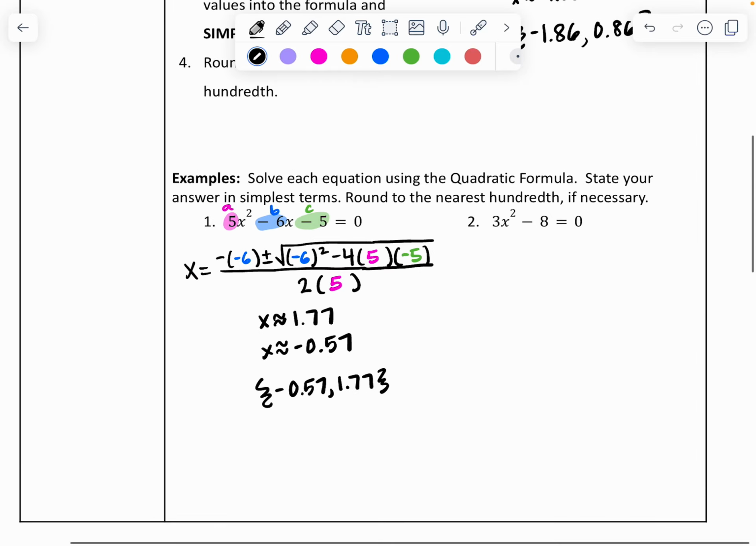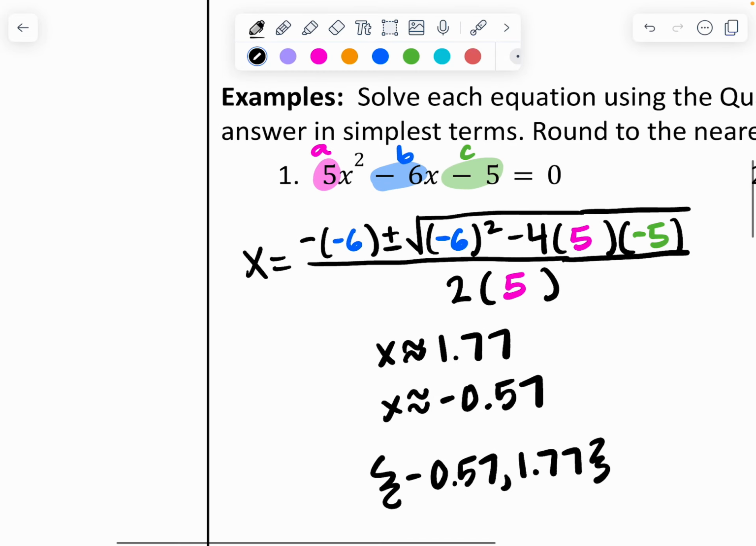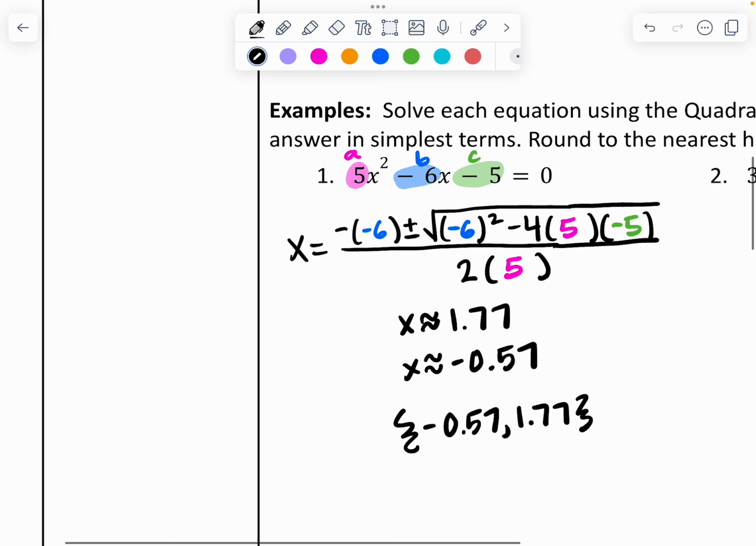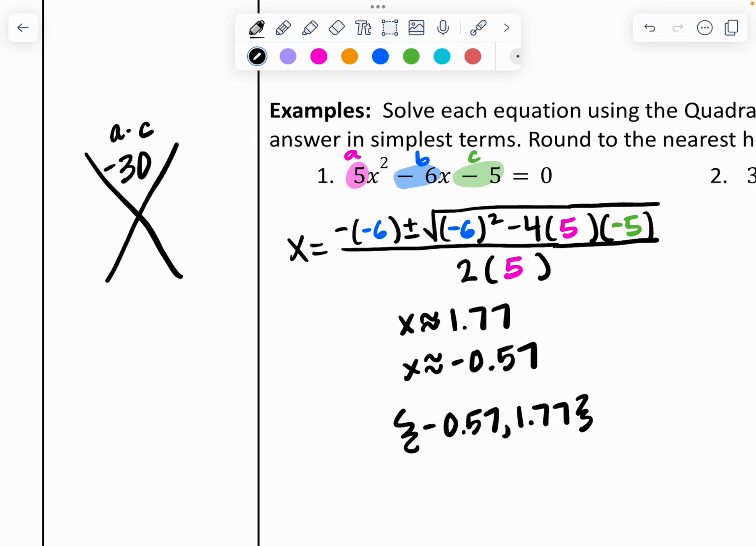Now, I just want to show you that if we looked at this in the beginning and said, oh, I can factor that. I can create my x puzzle, right? So a times c goes at the top. That would make this negative 30. And negative 6 is b. So that would go at the bottom.